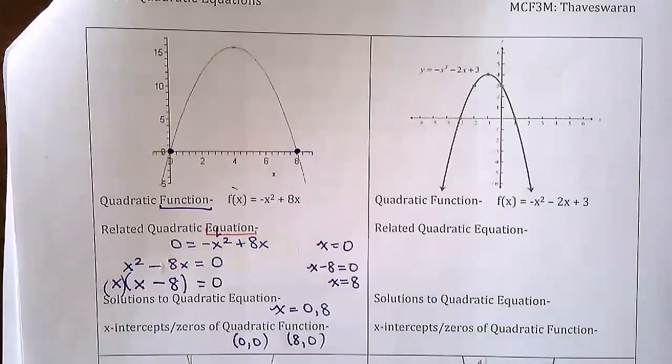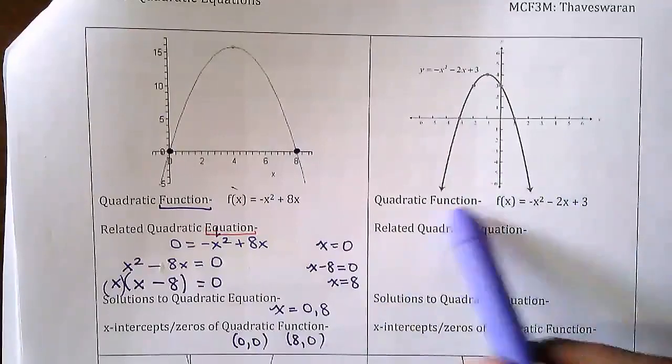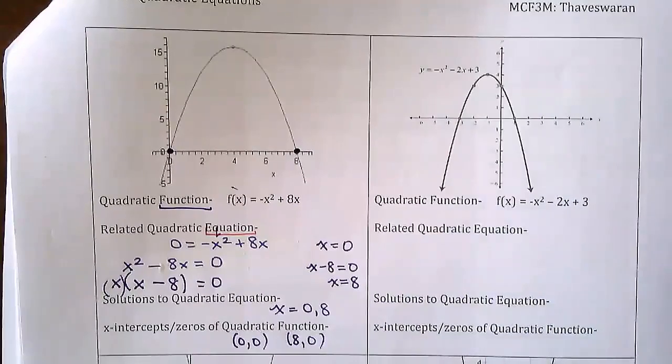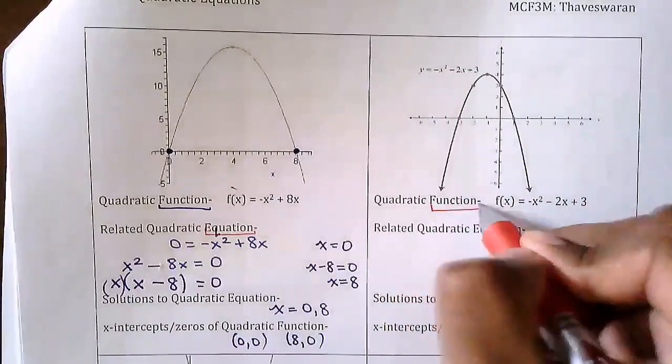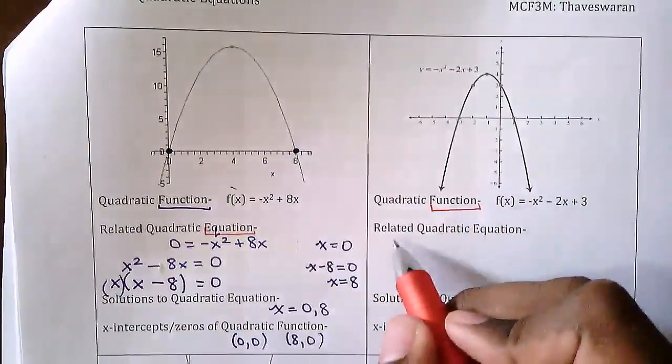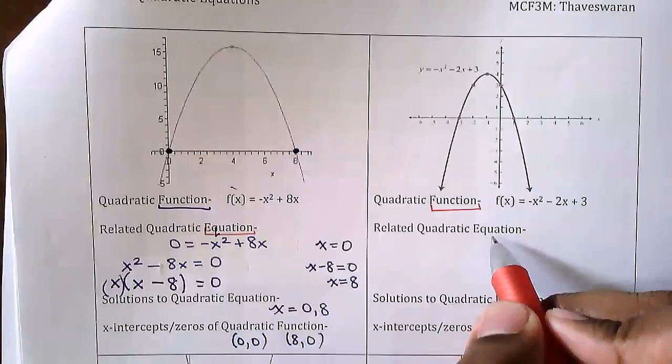Okay, I want you to keep that in your mind. We'll do one more example, and then we'll consolidate what the pattern actually is. So you should start to see some sort of pattern. Let's see if this is true for other examples as well. So here we have a quadratic function again. Again, function, because it has the y and the x. We're going to find the related quadratic equation and solve it.